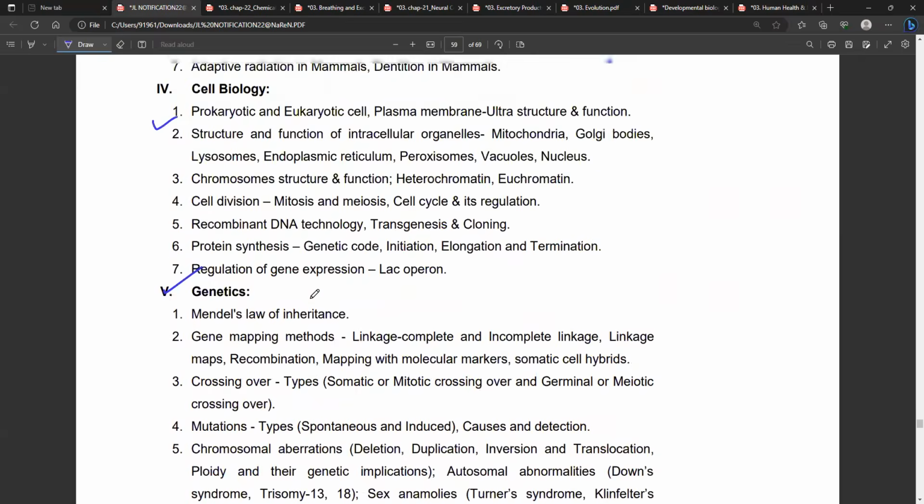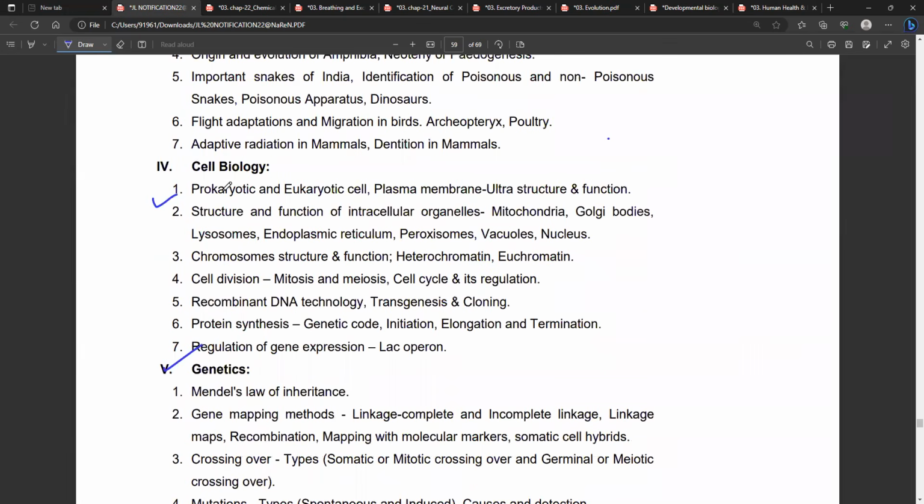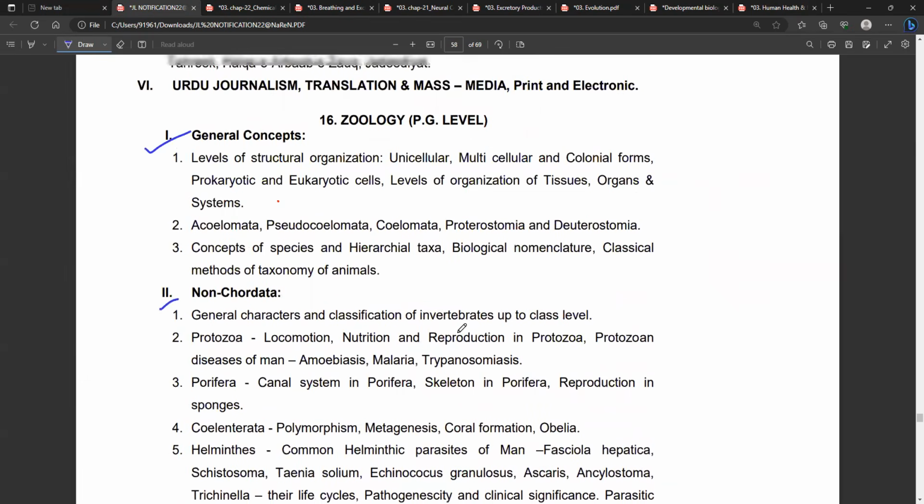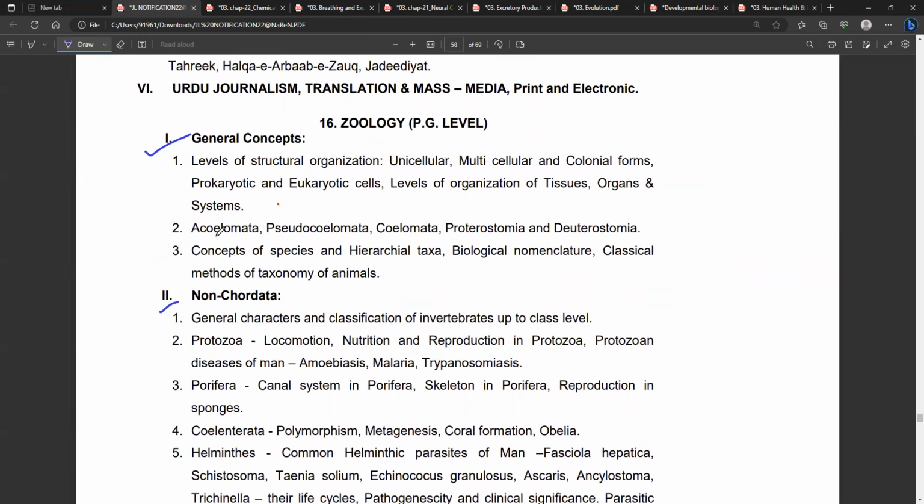Then cell biology, I have explained to you in the 5 p.m. class. Now, friends, if you look into the non-core data and general concepts, what kind of questions are you going to get? Let me tell you, you are going to get at least 2 to 3 questions from biological nomenclature and the classical method of taxonomy. In the general concepts, that is where you are going to expect more questions.